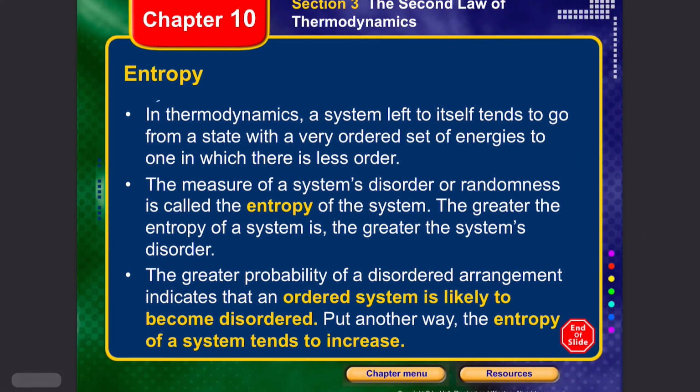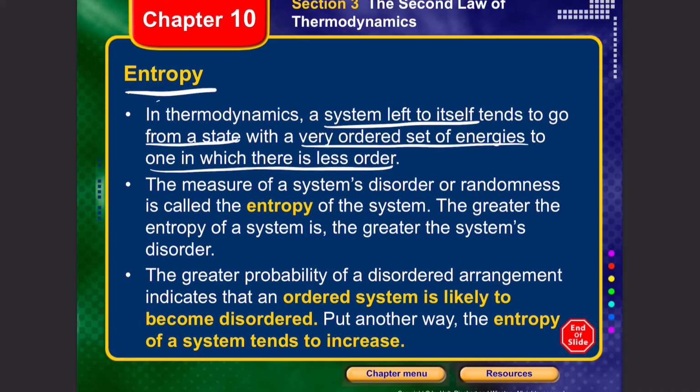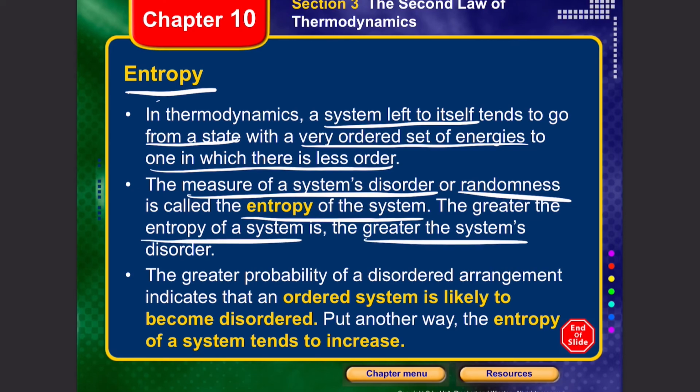So next, we finally come to the topic of entropy. In thermodynamics, a system generally tends to go from a state with a very ordered set of energies to one with less order. This measure of a system's disorder or randomness is called the entropy of the system. The greater the entropy, the greater the system's disorder.